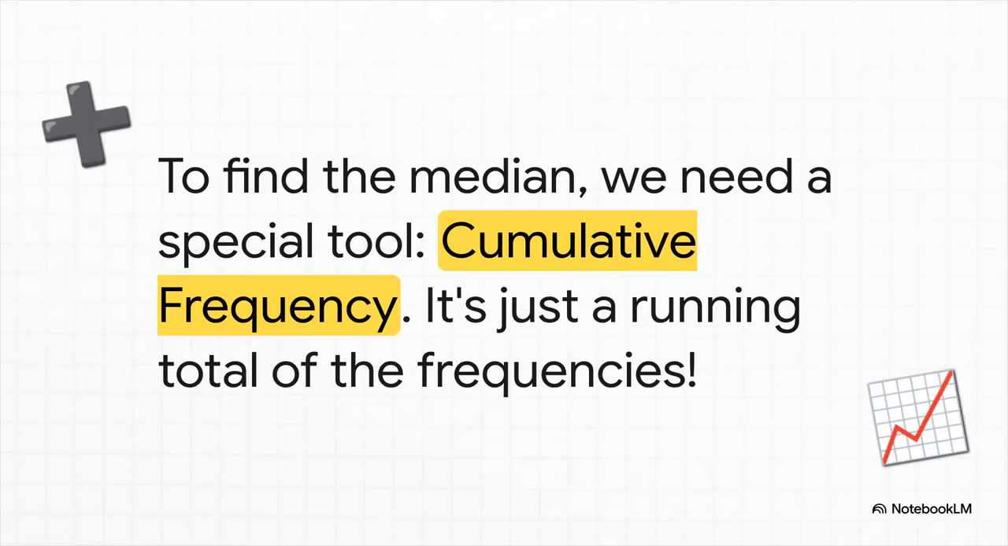Now, to find this middle value in grouped data, we need a special little helper called cumulative frequency. It sounds like a big word, but it's not. It's just a running total. You simply keep adding the frequencies as you go down the table.